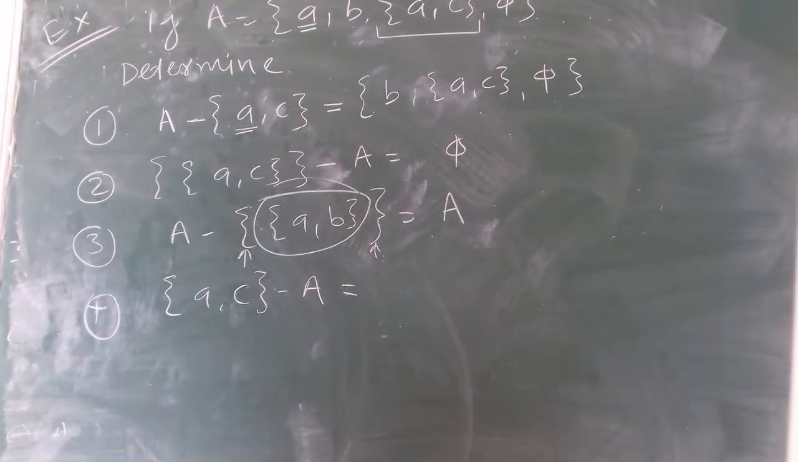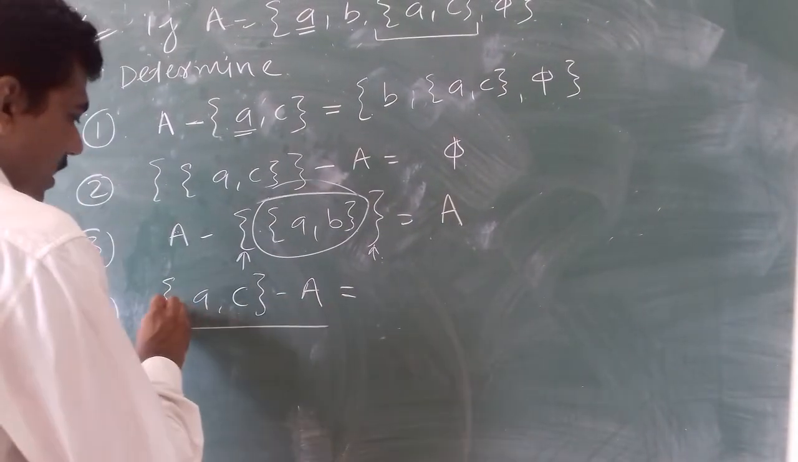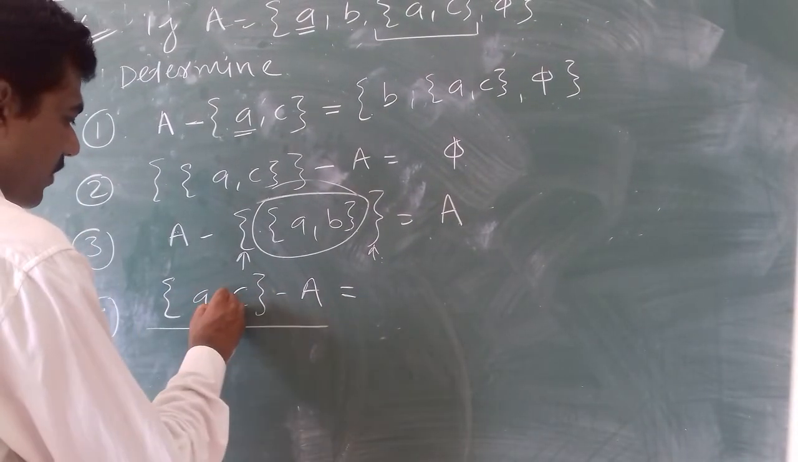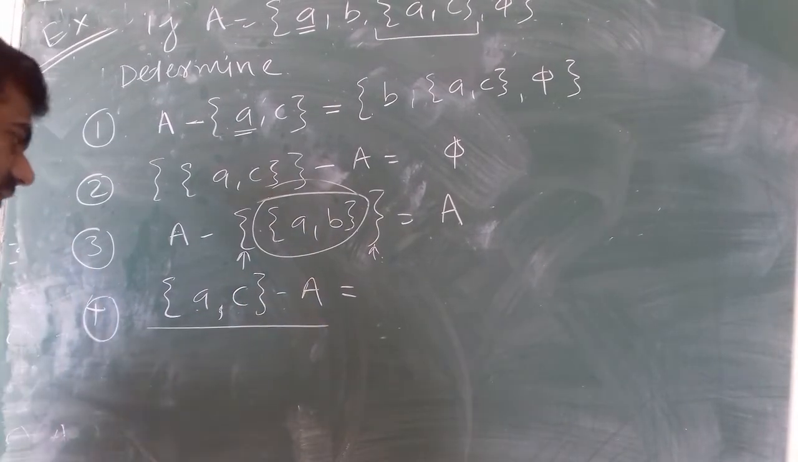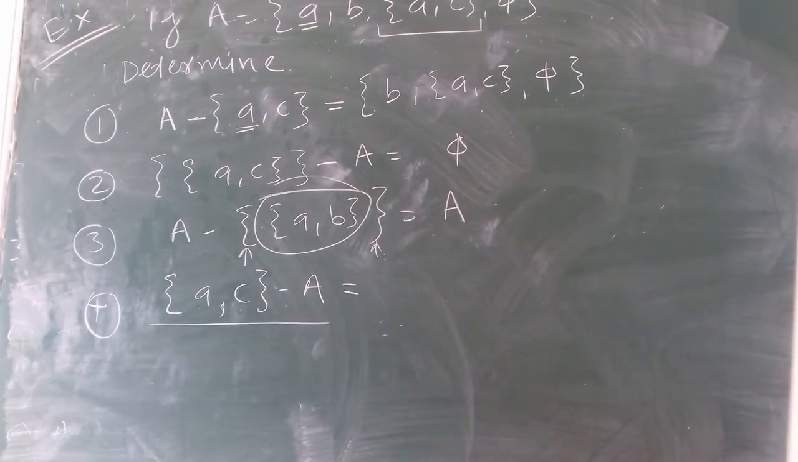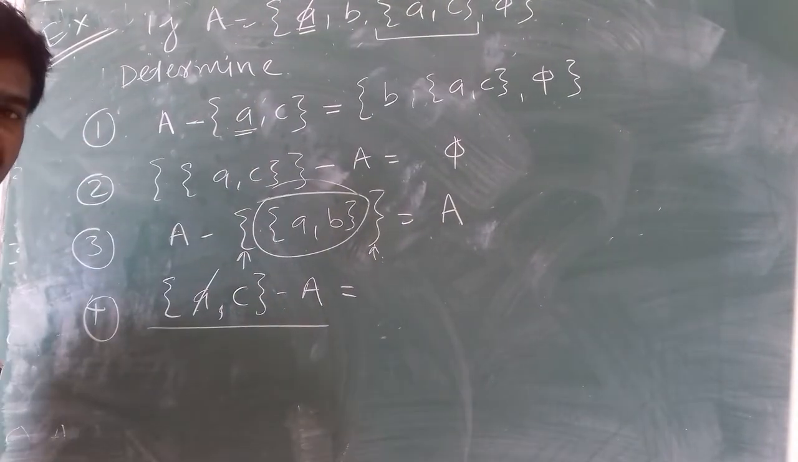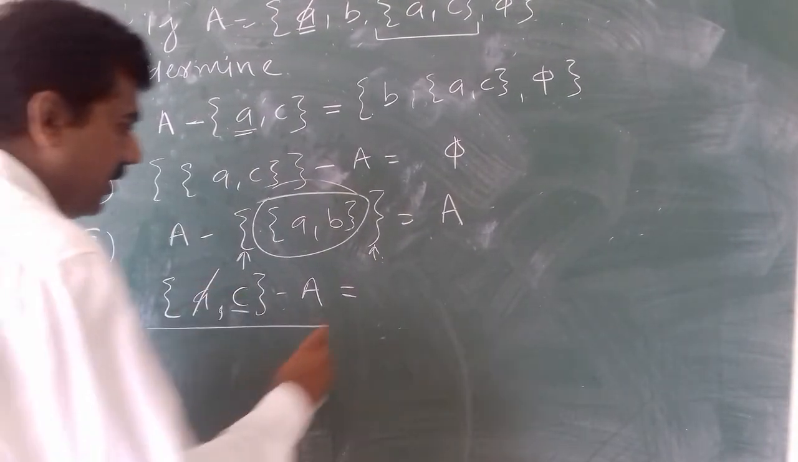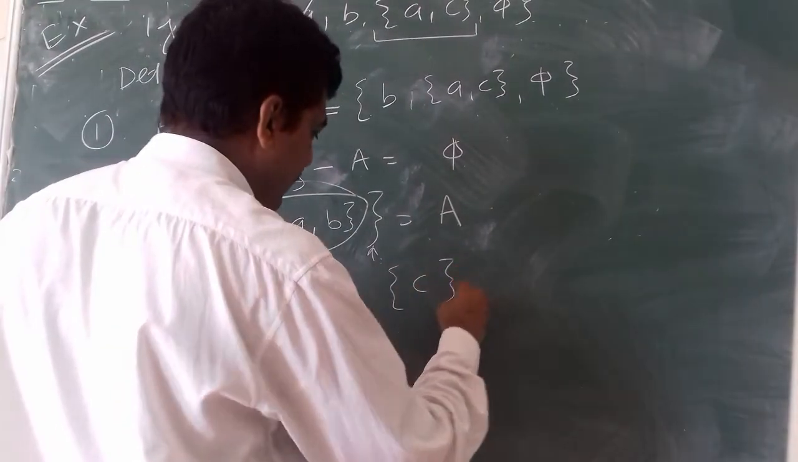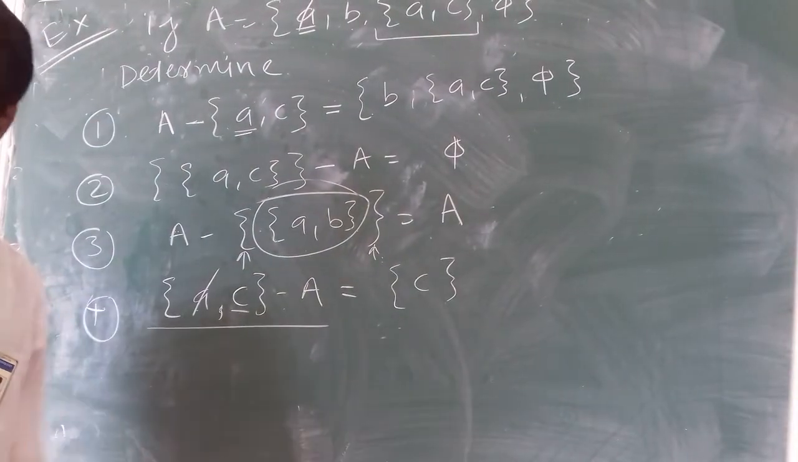Okay. Next, that is the last one. The set A comma C minus B. Yes. So the result of this will be what? A will be removed, right? That is in common in this, right? So only C will be remaining. So the set contains the single element C. Okay.